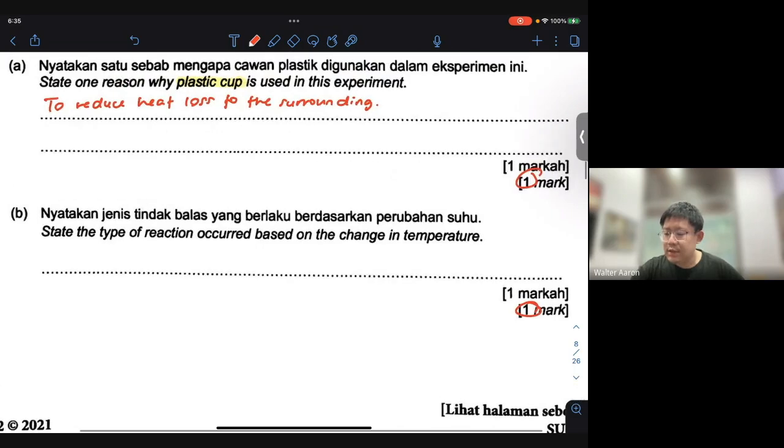All right, and then state the type of reaction that occurred based on the change in temperature. So the answer here will be very simple. You can say that it is an endothermic reaction because it has proven to you that the temperature is decreased after the addition of the salt. So therefore, it is an endothermic reaction.